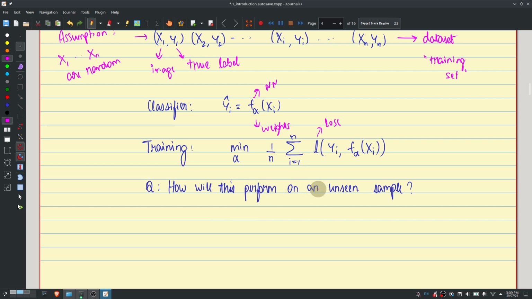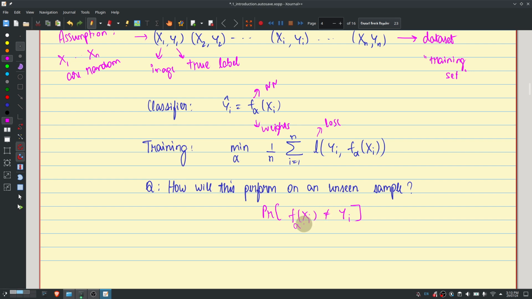So how do we quantify the performance of a machine learning algorithm over an unseen sample? One way of quantifying it is, for this specific example, we can ask what is the probability that f of xi, that is the output of the neural network, is not equal to the true label. That's a reasonable way of quantifying the learning algorithm.